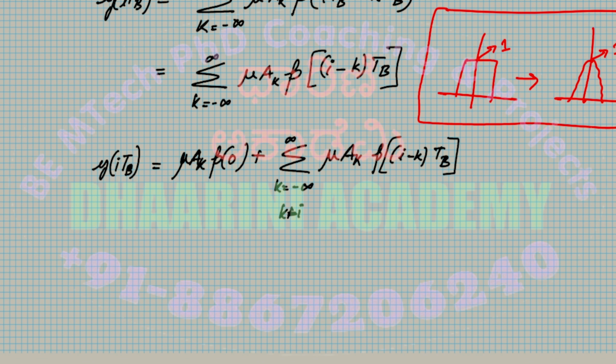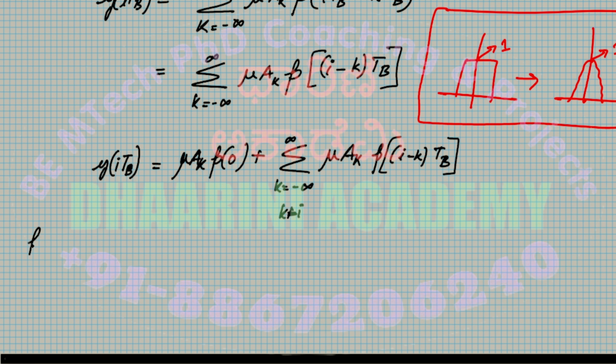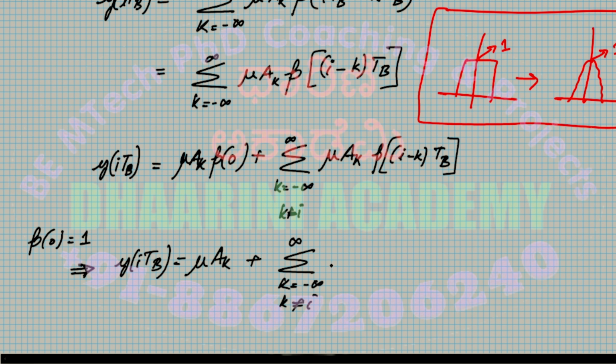Now there are two terms here. First term is mu into ak. Since we know that P of 0 is equal to 1, I can rewrite this in the following form. This is the final answer. Y of iTb is equal to mu into ak into 1 plus the same summation, k is minus infinity to plus infinity, k is not equal to i, of the rest of the terms, that is mu ak P of (i minus k) times T. Okay, fine. So that's the answer we are talking about.